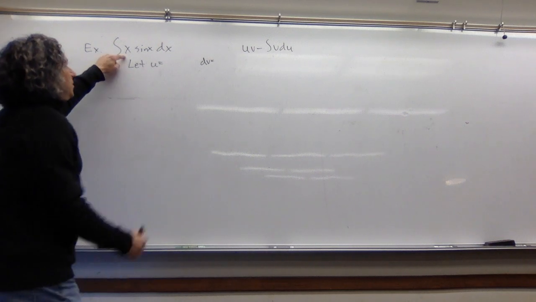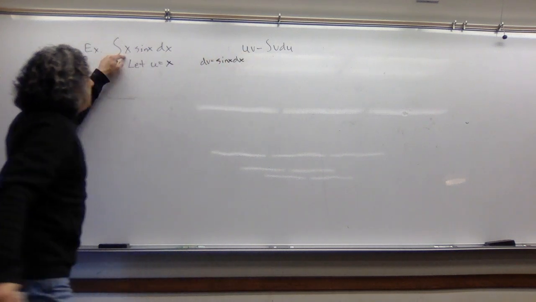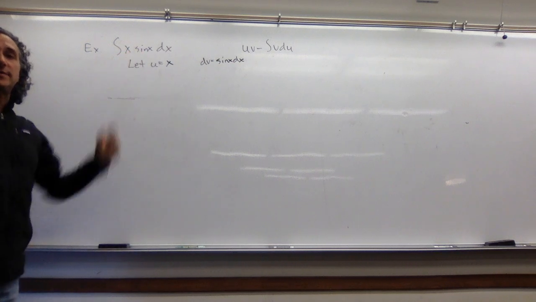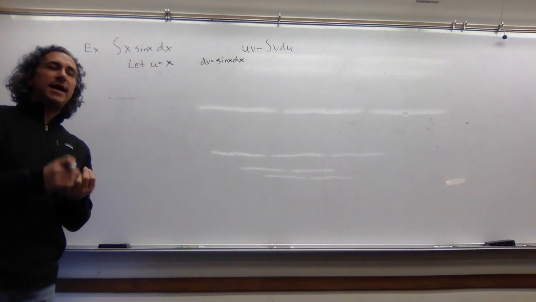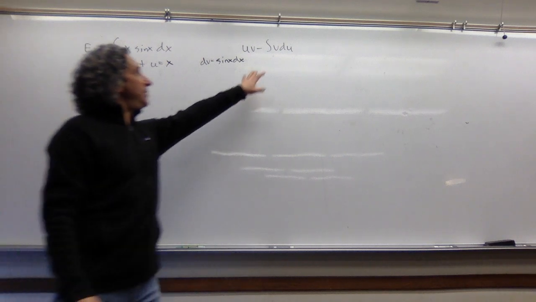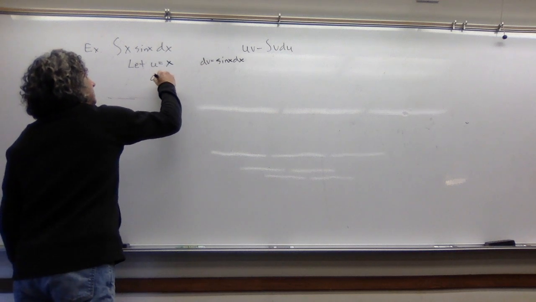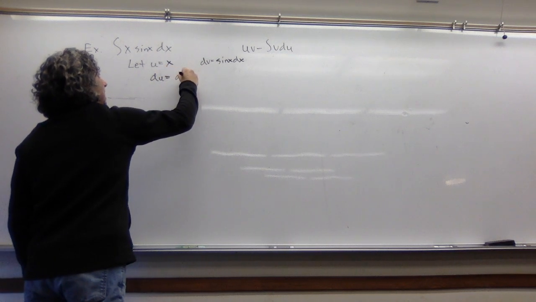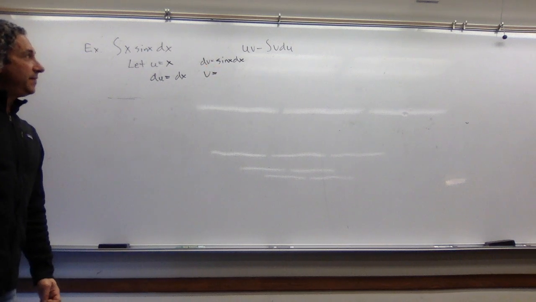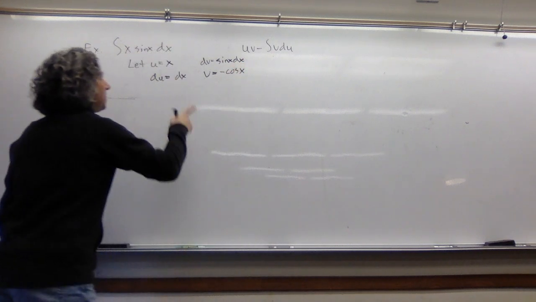So hopefully you said, let's let u equal x and dv equal sine of x dx. Why? Because the derivative of x, which is 1, times the antiderivative of sine of x, which is minus cosine of x, 1 times minus cosine of x is easier to integrate than this original guy. And in this formula, that's what I would have to integrate. Well, let's see it. The derivative of this happens to be dx. If dv is sine of x dx, then v is going to be equal to minus cosine of x. And then we just follow our formula.